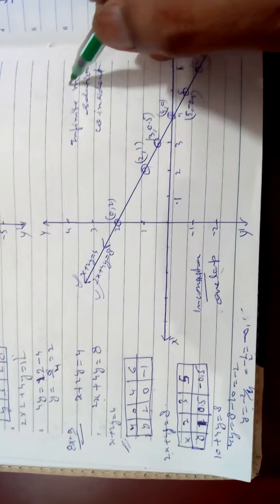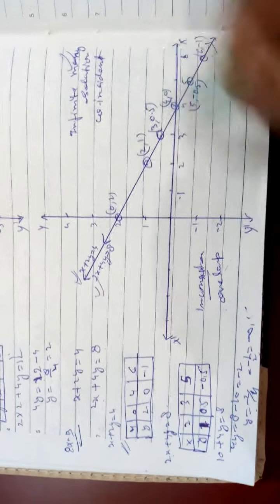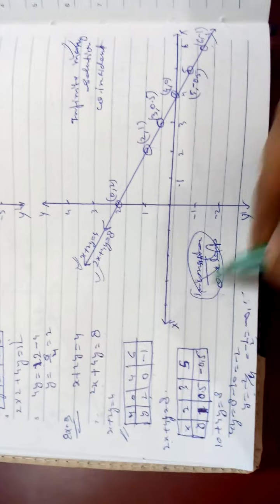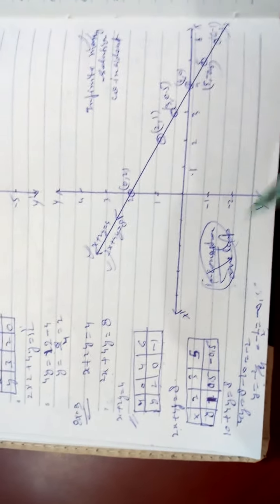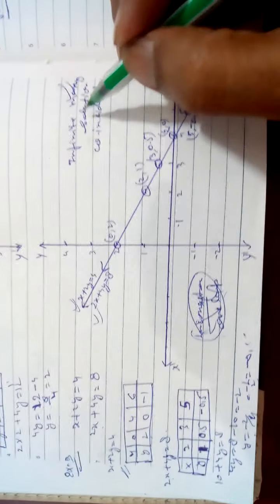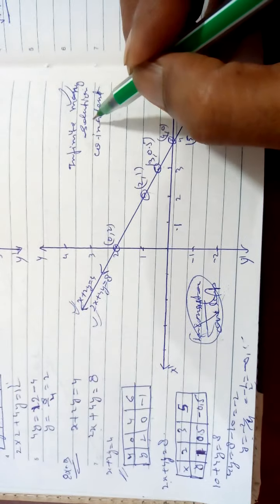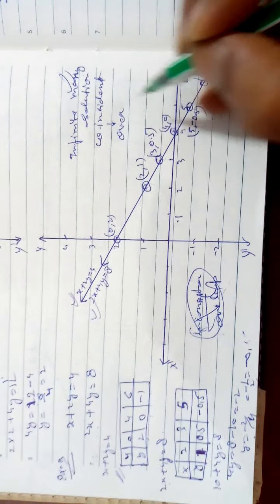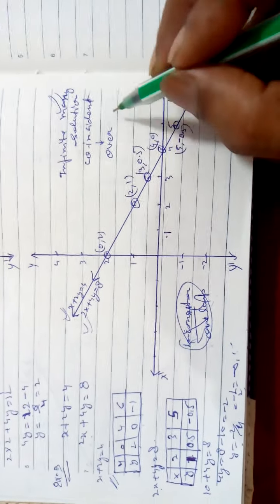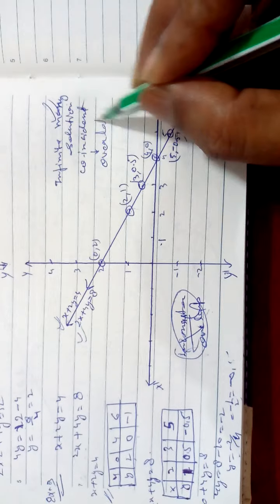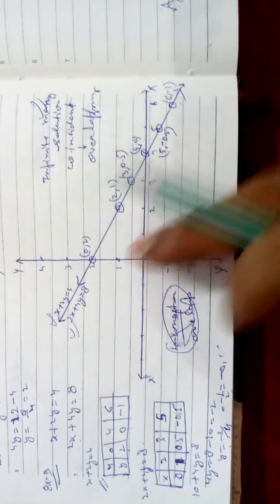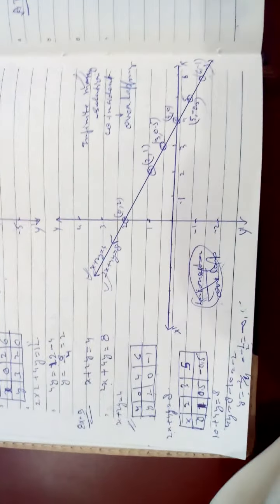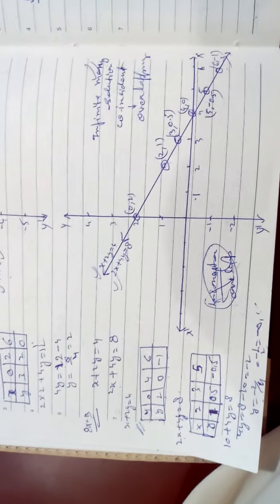Overlap means infinitely many solutions, coincident. Here I have written infinitely many solutions, coincident, or you can say overlap, and it is also an inconsistent solution. Overlapping lines are overlapping. With the help of this you will solve the exercise. You will solve exercise 3.1.